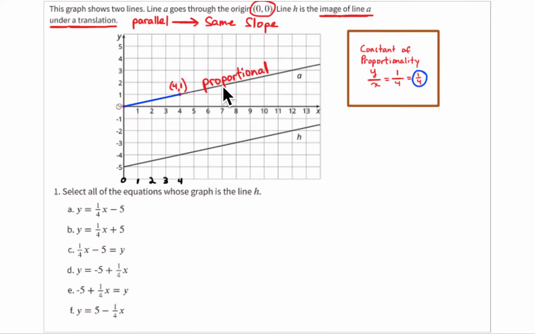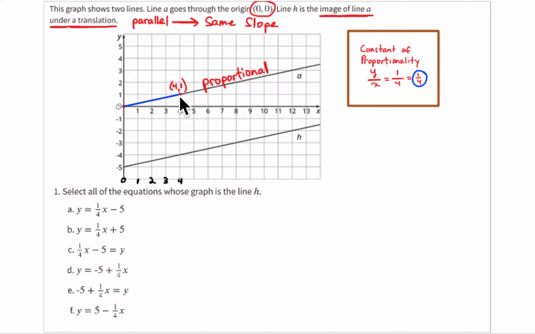So what that means is that they took line A and they just moved it down to where line H is. And so that's a translation. It's a move in which both of the lines are parallel. We did this in the last lesson to demonstrate that when you translate lines, they remain parallel. So that means that for every unit along the x-axis, it's changing in the same way along the y-axis. So parallel lines have the same slope.